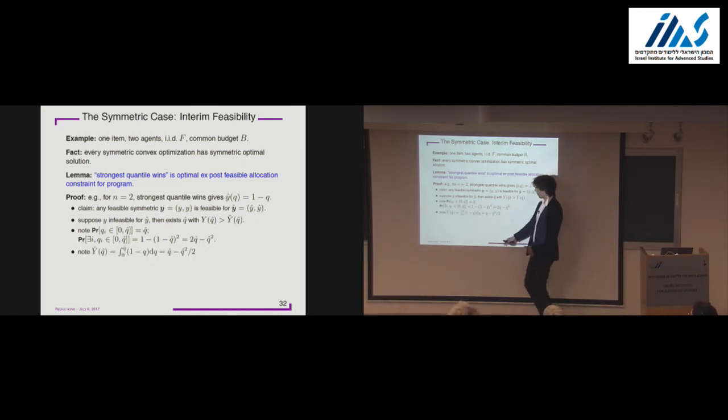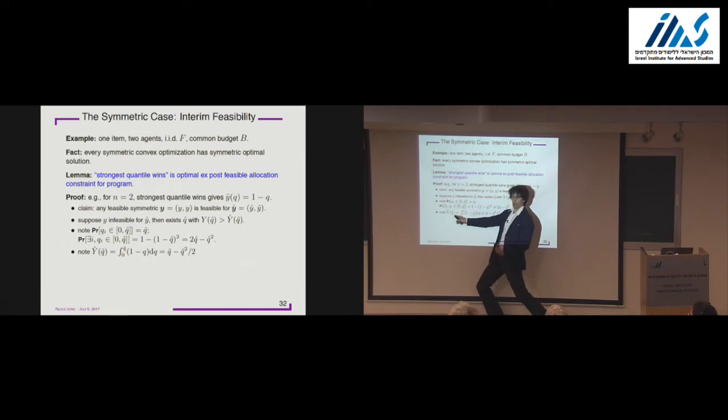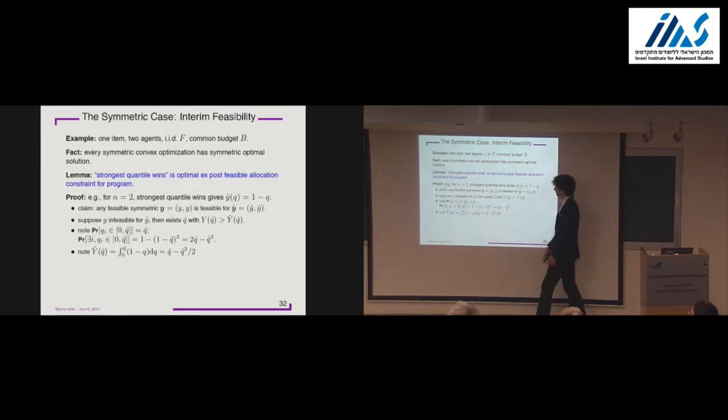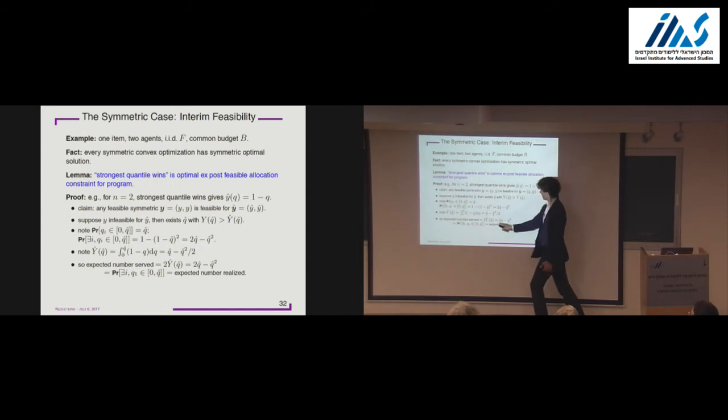And again, what is the total probability I allocate to one of these agents according to y hat? Well, I just integrate the allocation rule and I get this. What's the probability I allocate to two of the agents? It's twice that. And notice those are equal. And that's because y hat is feasible for the setting, right? I have one item, and y hat is the allocation rule that comes from highest quantile wins, that only ever sells one item. So that was a feasible allocation rule.